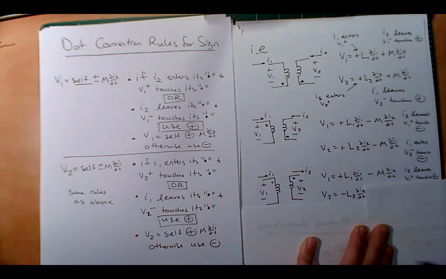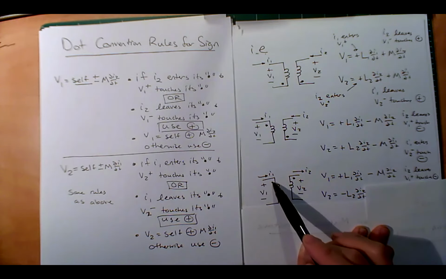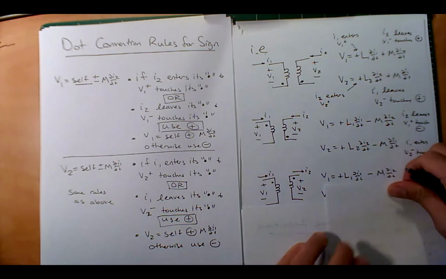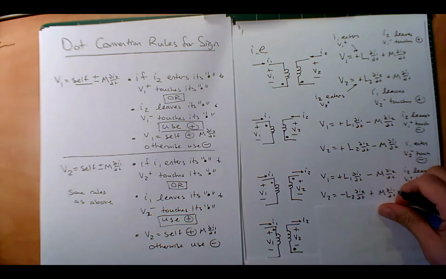And what about this one? I1 enters the dot and V2 positive touches. That's going to be a positive. Excellent. Okay, let's do one more. What do we got here?